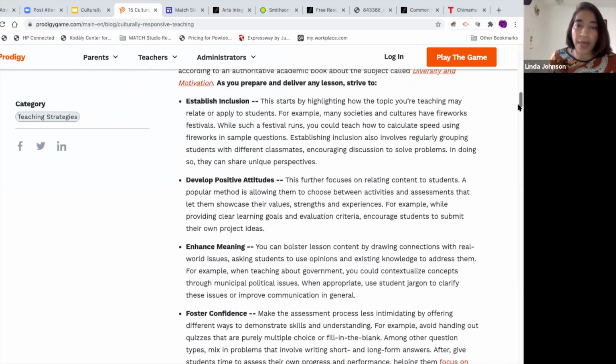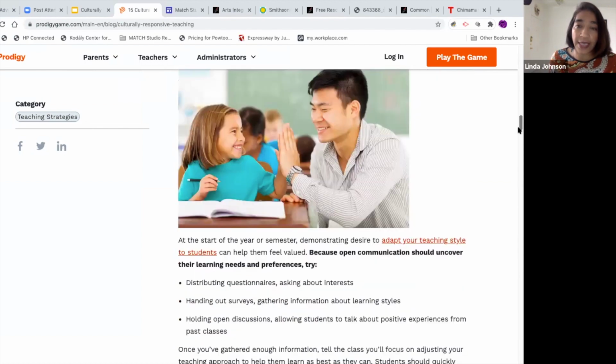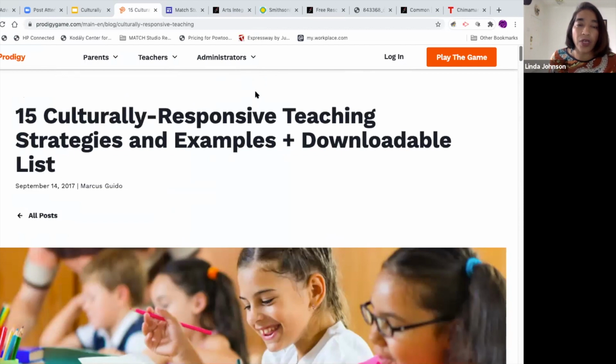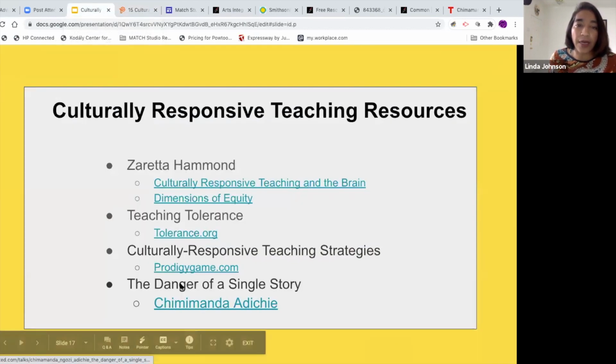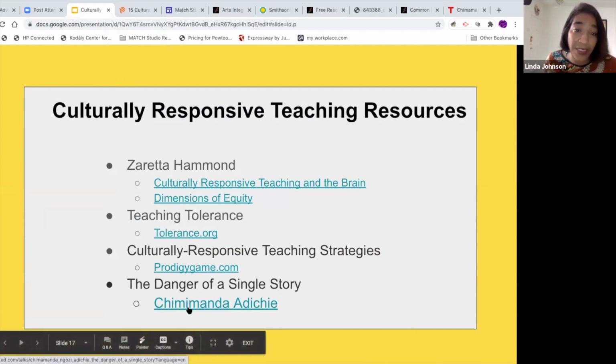It has like 15 culturally responsive teaching strategies and examples, and some of the basic things that we need to know about CRT in general is in there. And on this right here, the danger of a single story, I know I'm going to butcher her name, is Chimamanda Adichie. I think that's how it's said. I probably butchered her name.